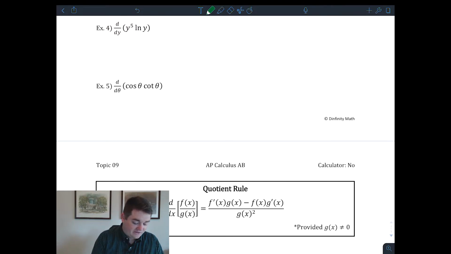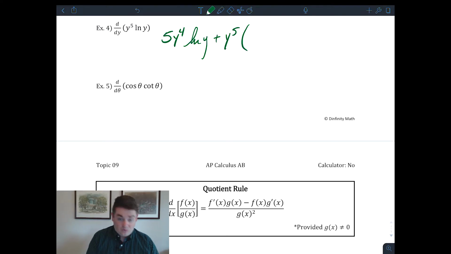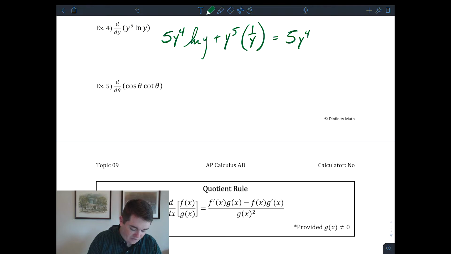The derivative of y to the 5th is 5y to the 4th times ln y, just as it is, plus y to the 5th times the derivative of ln y, that's 1 over y. And you can leave your answer like this, but I don't think it's too much to ask that we simplify this one more step. 5y to the 4th ln y plus y to the 5th over y, which is y to the 4th.